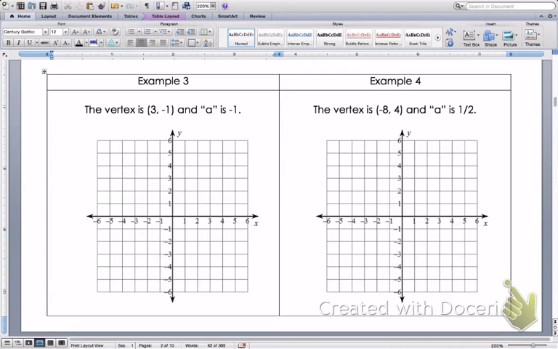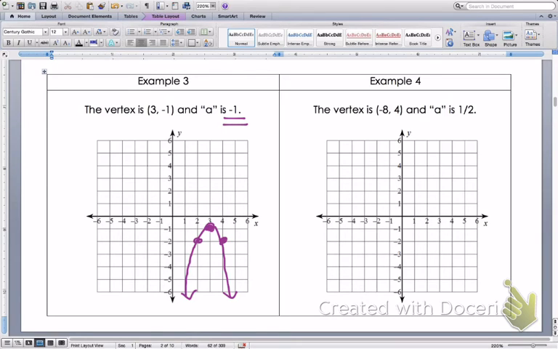So your vertex should be here. Check that it's there, otherwise fix it. A value is negative 1, which means you're going to go down 1 to the left, down 1 to the right, and you're going to graph your parabola. Negative parabola going down. Let's look at the next one.